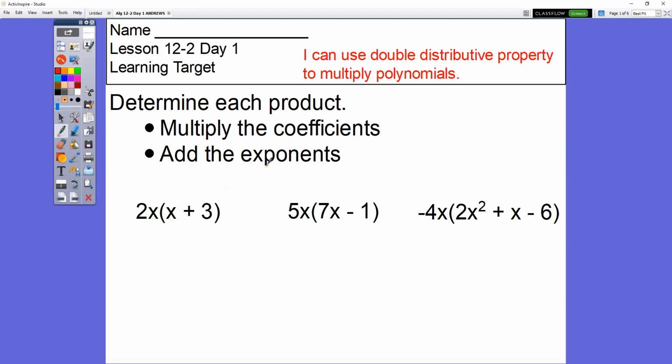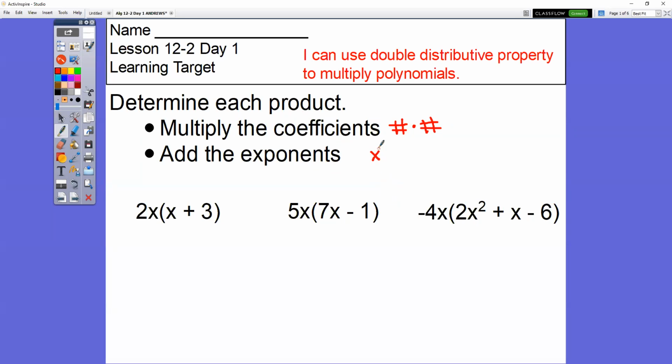So the general rule for all of these questions today, when we're multiplying, is you are going to multiply the coefficients. Now, multiplying the coefficients, you could say this in a little bit easier way. You're doing number times number, and then you're adding the exponents. Number times number, add the exponents.